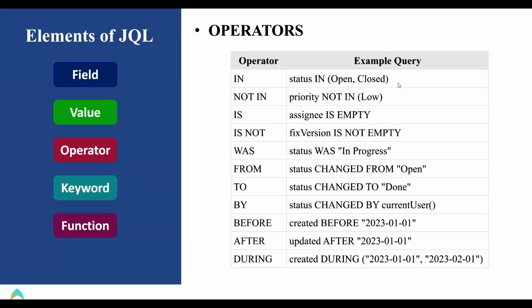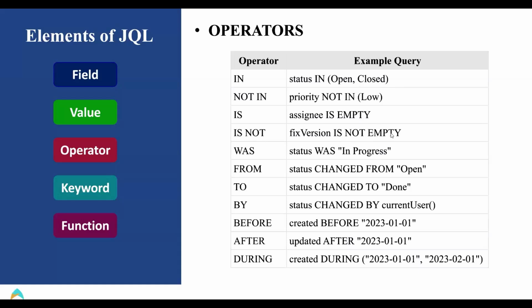Yes, Chanchala, you're correct. In progress always comes inside double quotes, as we discussed, since it is two words. If you see is and is not, these depend on only one keyword. Is and is not always work only with the empty keyword.